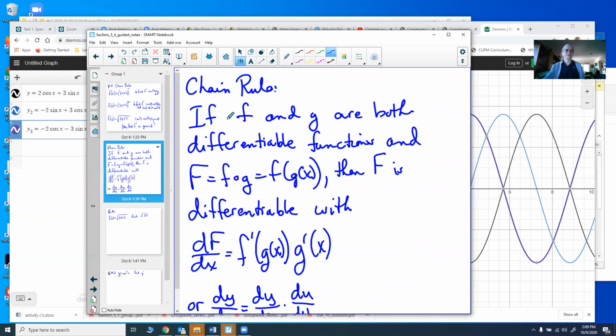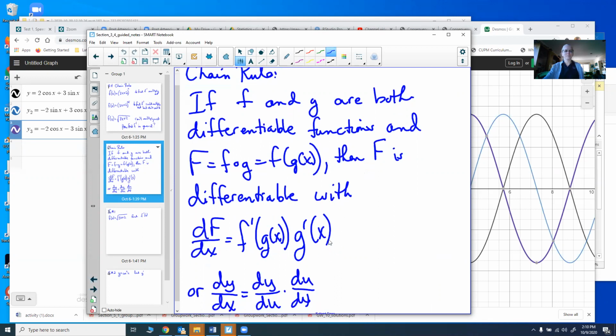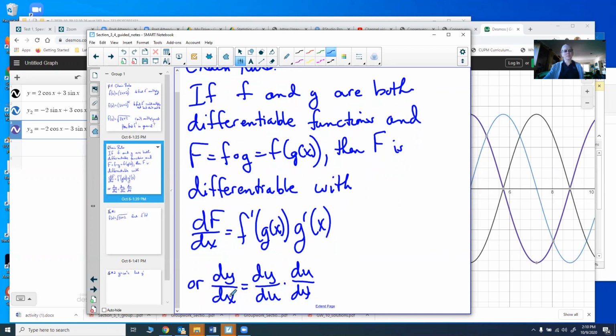And what the chain rule says is if f and g are both differentiable functions, and F is a composition of f and little g, or f of g of x, whichever way you want to think of it, then big F is differentiable with F prime of x equal to the derivative of little f evaluated at g of x times the derivative of g of x. The way I like to think of it is this is the derivative of the outside, evaluated at the inside, times the derivative of the inside. You can also do it as dy/dx is the derivative of y with respect to u times du/dx. That's another way to think of the chain rule.